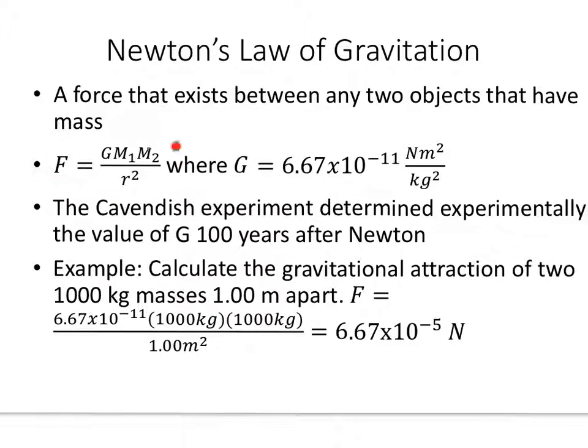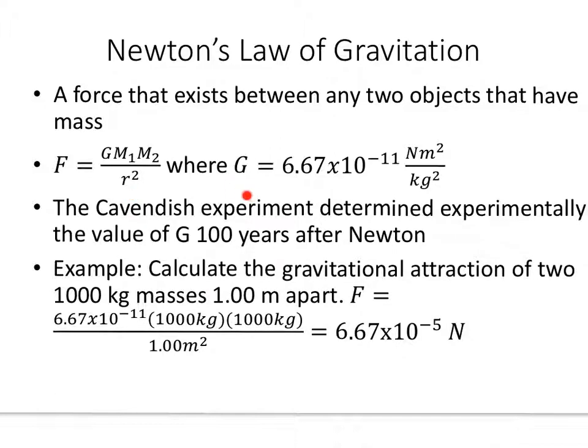The equation that predicts the magnitude of this force is: the force is equal to big G, which is a constant, which I'll talk about in a minute, times m1 m2, the masses of the two objects, divided by r squared, where r is the distance between the centers of the two objects.